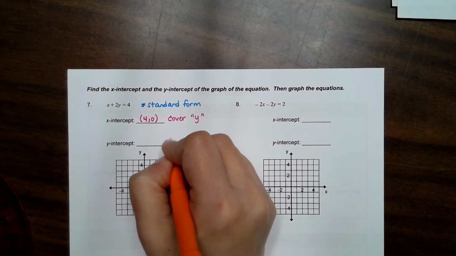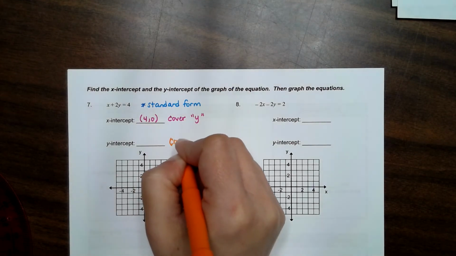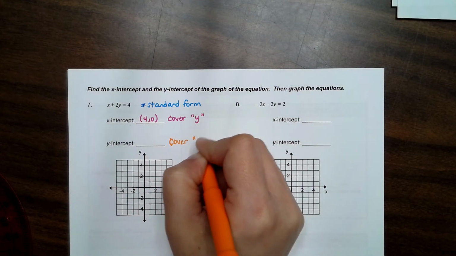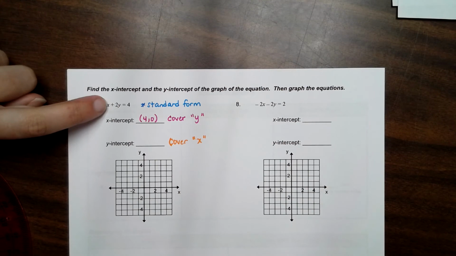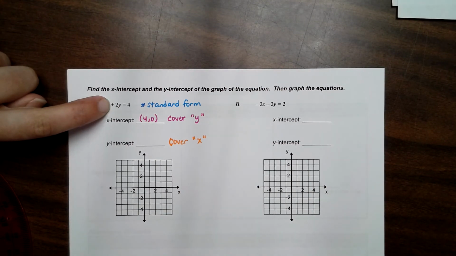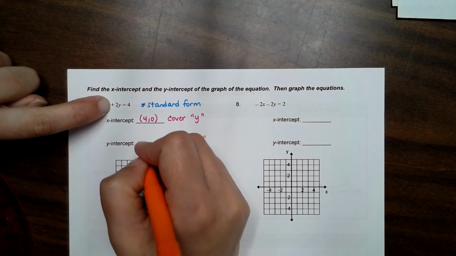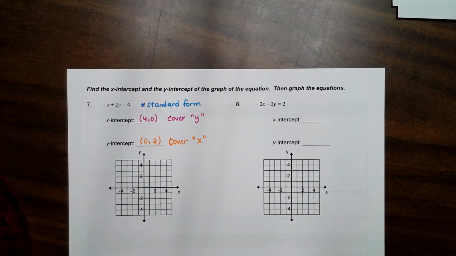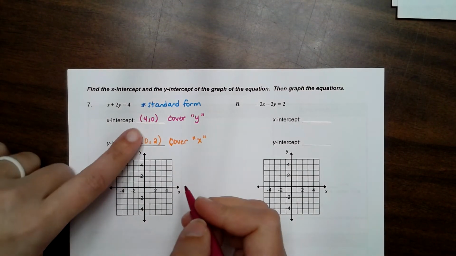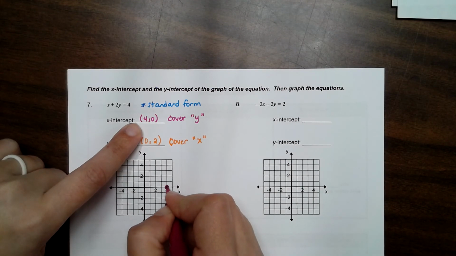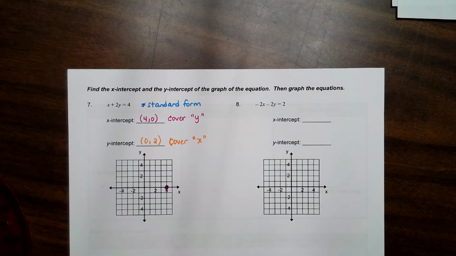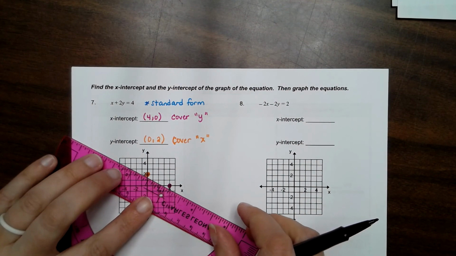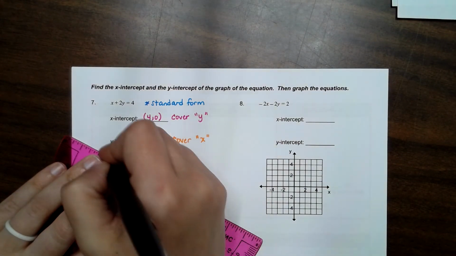To find the y-intercept, I would cover up the x, which means I have 2y equals 4. If I divide by 2 on both sides, I get 0, 2. So to make the graph, I would graph the point 4, 0. I would graph the point 0, 2, and I would draw a line connecting the dots, and that's how I would make my graph.